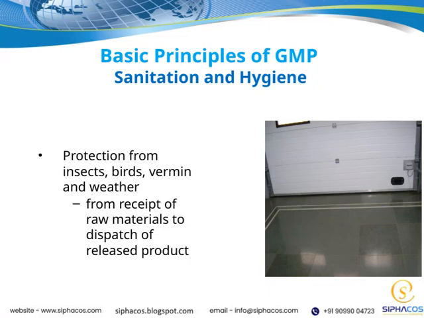Protection from insects, birds, vermin, and weather is a critical aspect of good manufacturing practices. It's essential to ensure that our products are safeguarded at every stage, starting from the receipt of raw materials all the way through to the dispatch of the finished product. This continuous protection helps prevent contamination and maintains the integrity of the product.